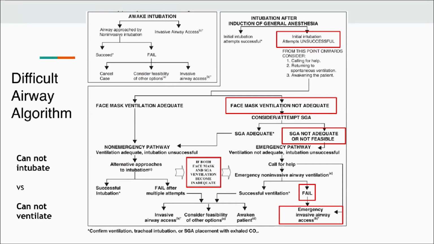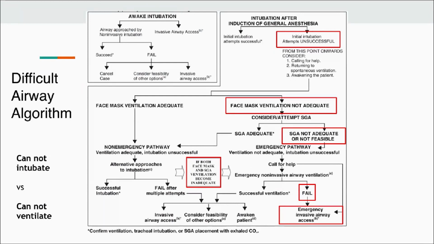Ventilation basically means that we can exchange air and eliminate CO2 from the patient, and that typically means we're oxygenating as well. Cannot intubate means that we can't get a breathing tube through the cords, but many times you can actually ventilate the patient in other ways, even though you can't intubate, and that's a much easier situation. We'll talk about that through this algorithm.